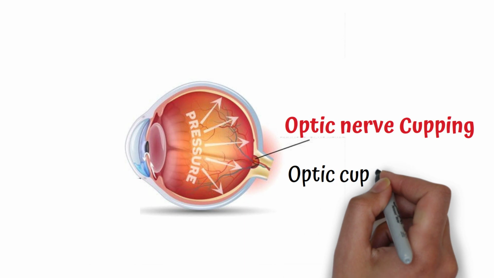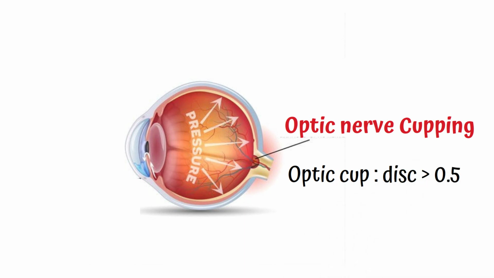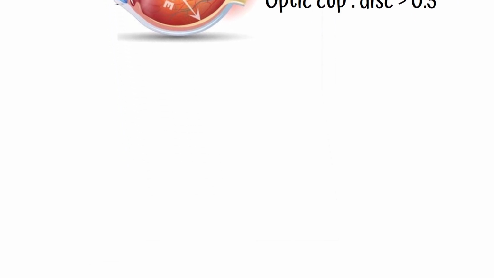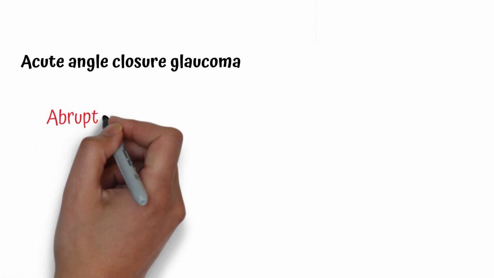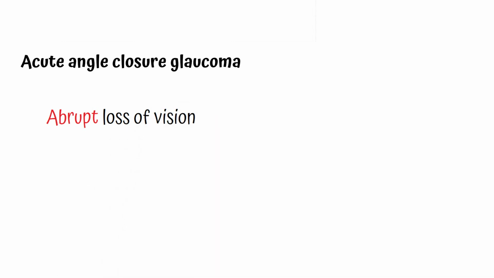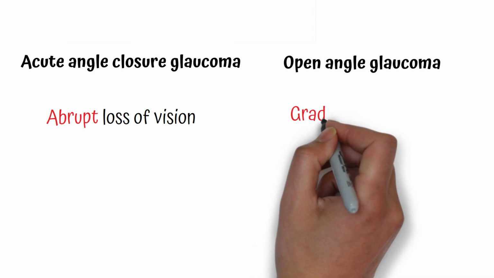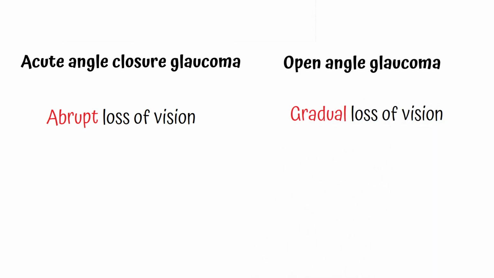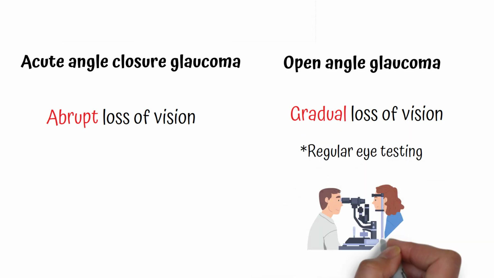An optic cup to disc ratio of more than 0.5 is indicative of glaucoma. This can damage your optic nerve and cause vision loss. Acute angle closure glaucoma is an acute process which can lead to abrupt loss of vision. On the other hand, open-angle glaucoma is more of a chronic condition that can lead to a buildup of pressure in your eye over time. So it's important to get your eyes tested regularly to prevent irreversible damage to your eye.